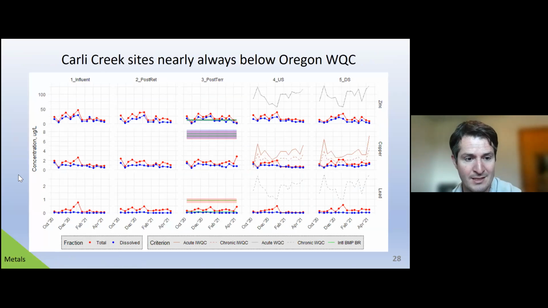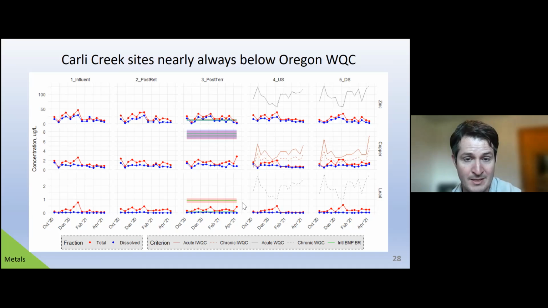Okay, last but not least, we got metals here, showing zinc, copper, and lead, because there wasn't much going on with cadmium and wasn't much happening with mercury. So I looked at these three metals. The takeaway here is that for nearly all of my events, zinc, copper, and lead results were always below the Oregon water quality criteria on the creeks.